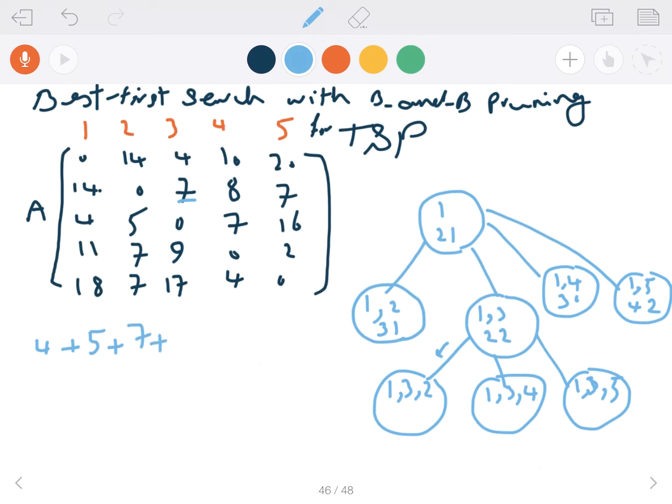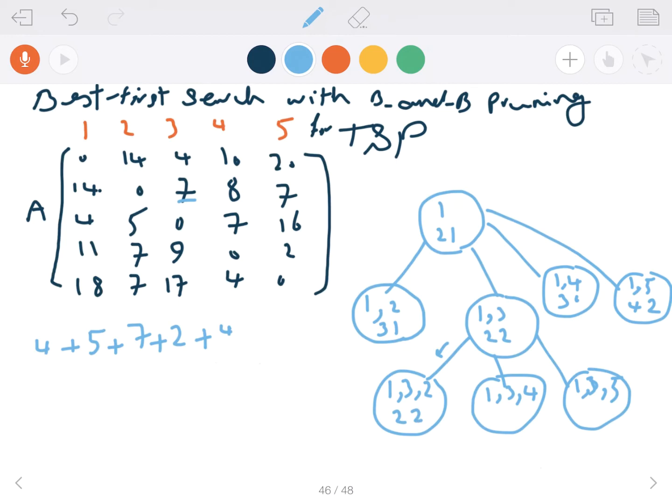Then for node 4, what's going to be the minimum of this one? It still is the number 2, going from 4 to 5, so it's equal to 2. And for the last node, the minimum is equal to 4. So if we sum all these numbers together, again they sum to 22 here.